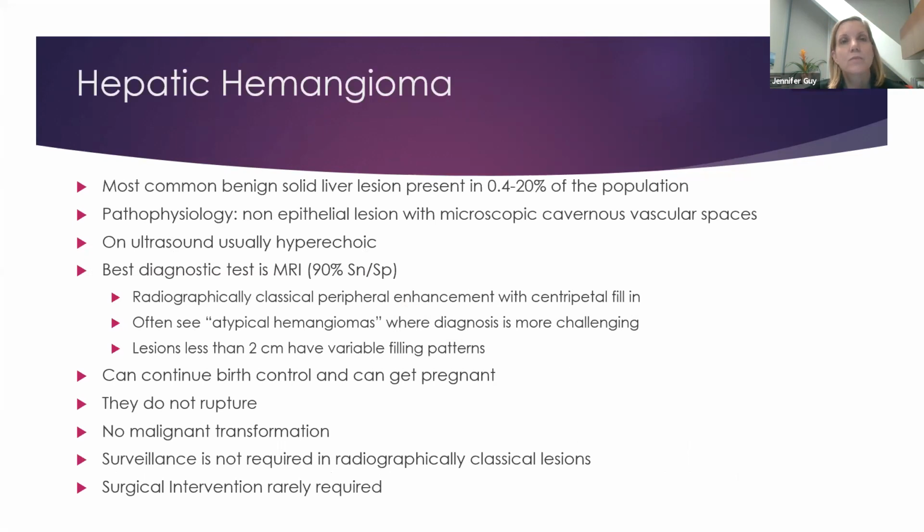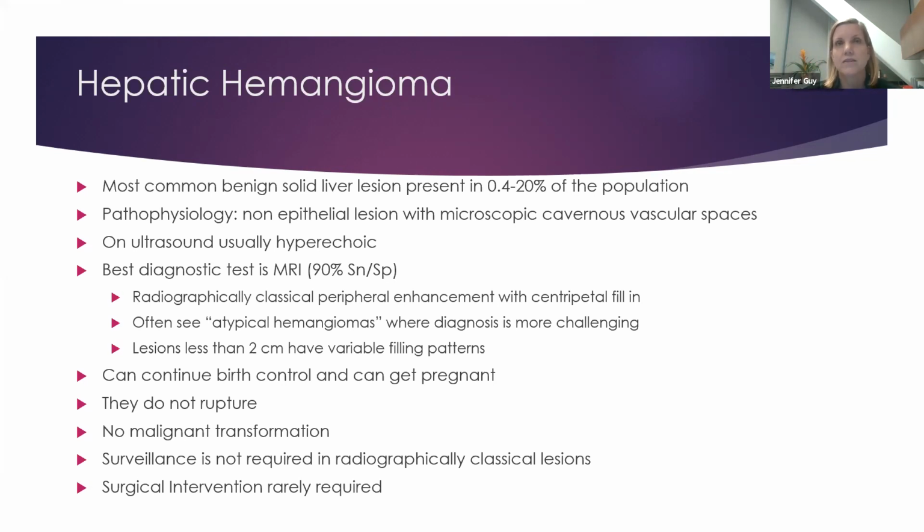Hepatic hemangiomas are the most common solid liver lesion, present in about 0.4 to 20% of the population, depending on whether you're looking at cross-sectional cohort or autopsy studies. The pathophysiology is a non-epithelial lesion with microscopic cavernous vascular spaces that results in the arterial enhancement with the venous fill-in. On ultrasound, they're usually hyperechoic, and in some guidelines, if you have a single lesion less than 3 centimeters that's hyperechoic, you can use that alone to diagnose a hemangioma.